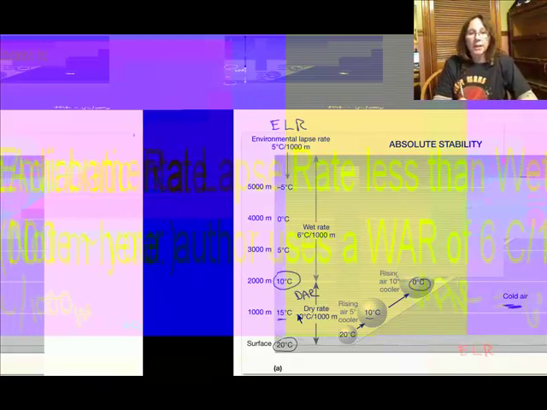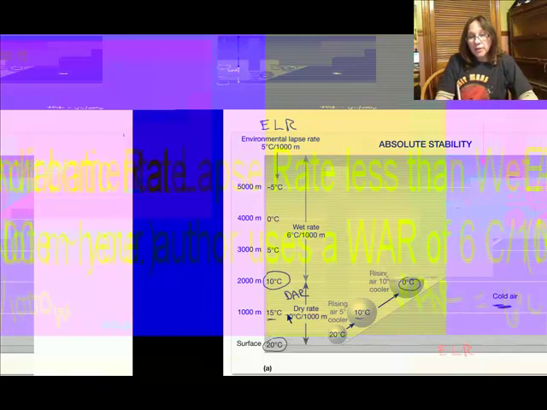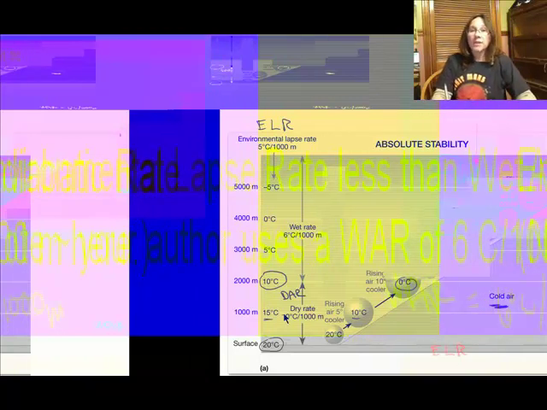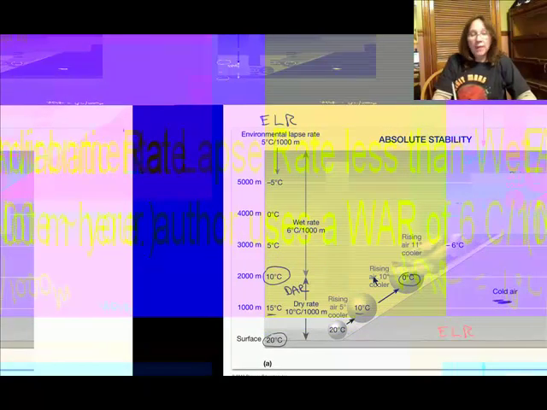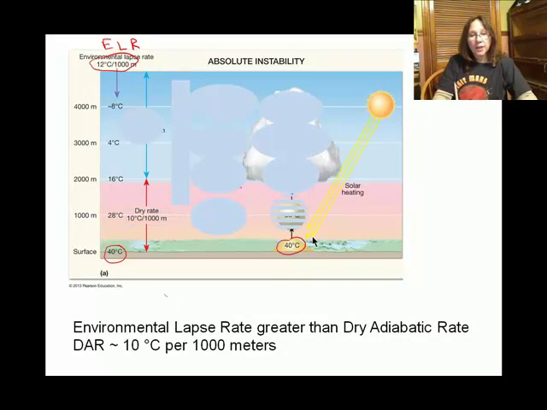All right. So here's our cute little parcel of air. And notice we have a different lifting mechanism. This would be convective lifting, wouldn't it? So here we have our little parcel of air. It's going to start to rise. And notice that the first 1,000 meters it rises, it's going to cool 10 degrees Celsius.